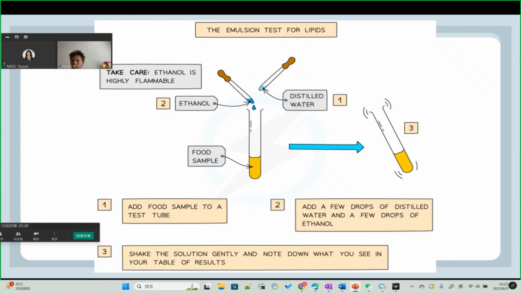And for lipids, we say, firstly, you're going to add the distilled water into the food sample, and then kindly shake it. And then you're going to pour the test tube containing distilled water and food sample into a test tube containing ethanol. And then after shaking, you'll observe the milky white solution. That's mainly because the ethanol emulsifies your lipids and thus produces the milky white solution.